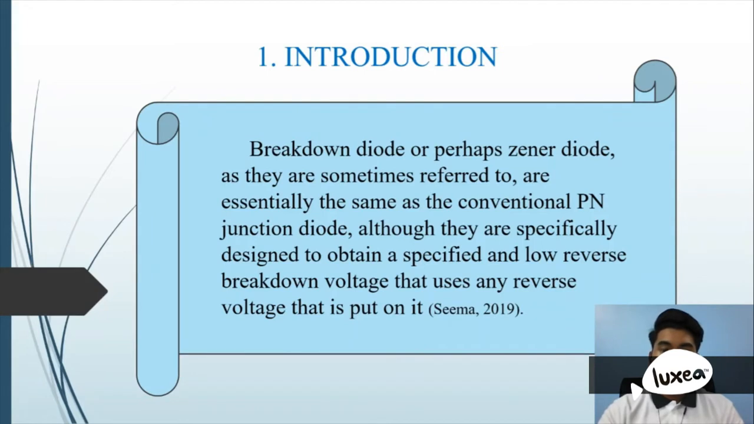So for the introduction, I have prepared a statement for us to discuss. The statement is: breakdown diodes, or perhaps Zener diodes as they are sometimes referred to, are essentially the same as the conventional p-n junction diode, although they are specifically designed to obtain a specified and low reverse breakdown voltage that uses any reverse voltage that is put on it. This statement is according to SEMA 2019.